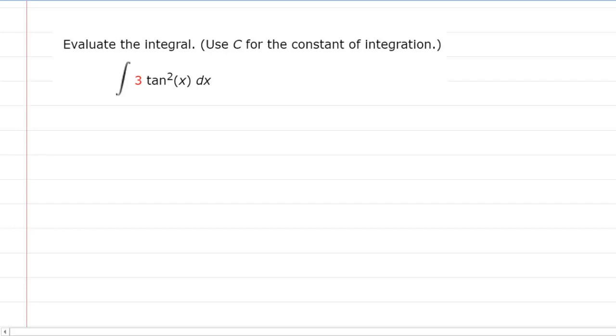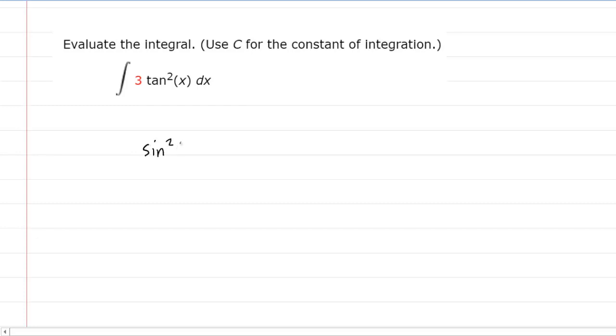Here we have a question that asks us to evaluate the integral of 3 tangent squared of x dx, and this problem may arise in the section on trigonometric integrals, so a lot of us would think that this problem would involve the intricate steps of trigonometric integrals, but in fact it's a relatively easy problem. Let's step back from calculus for a moment and just remember one of the classic identities from pre-calculus.